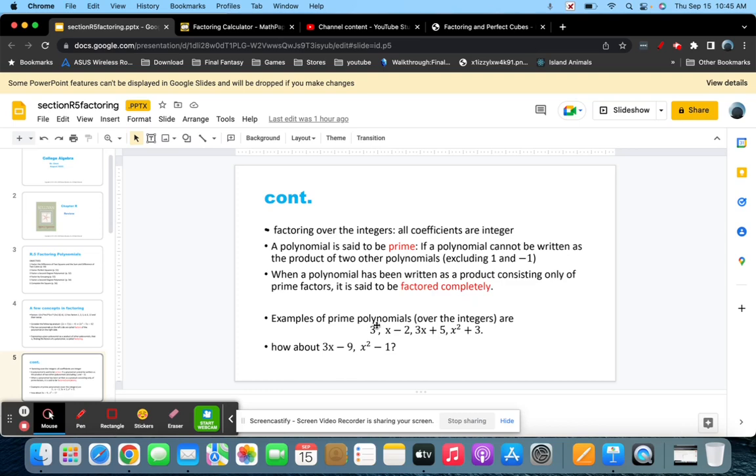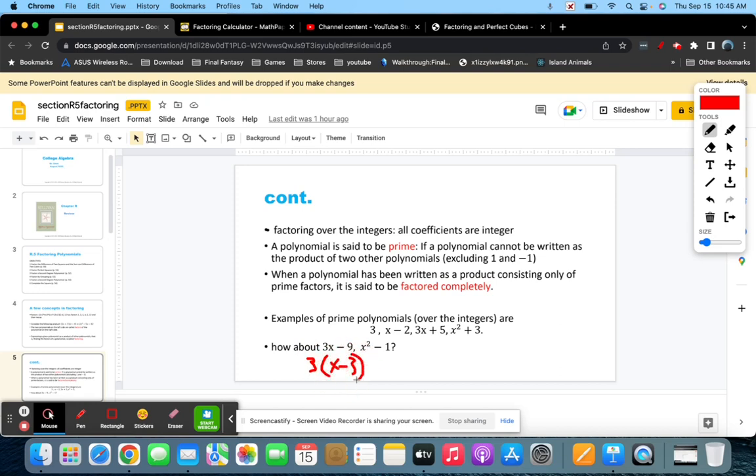He gives you some examples, but then he asks you about these. Why is 3x minus 9 not a prime polynomial? Because I can take a 3 out of there, and I'm left with x minus 3. These would be the two prime factors for this problem. x squared minus 1 is a difference of perfect squares. So that means it's made up of x plus 1 times x minus 1. And so this would be the prime factorization of that polynomial.